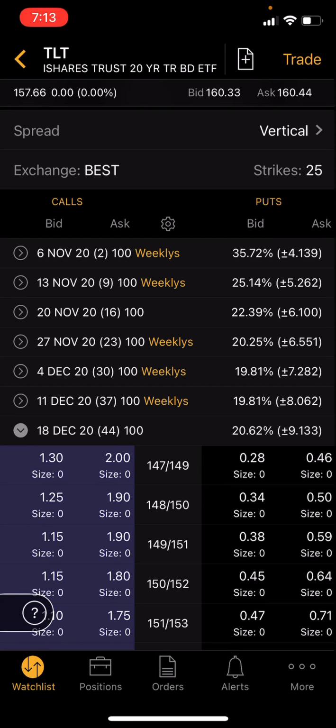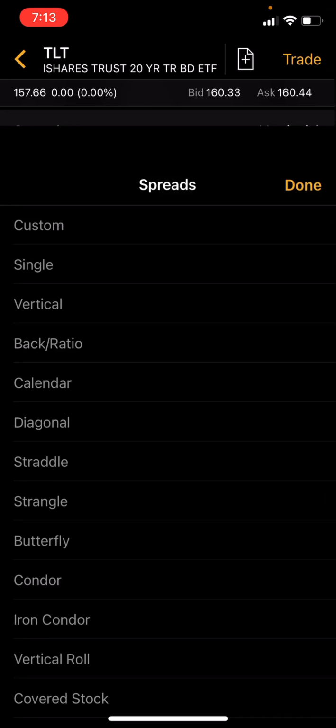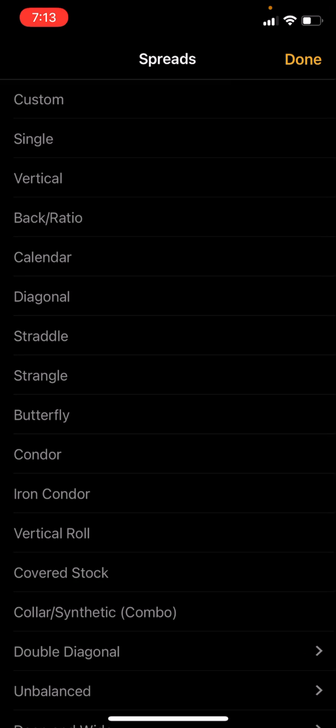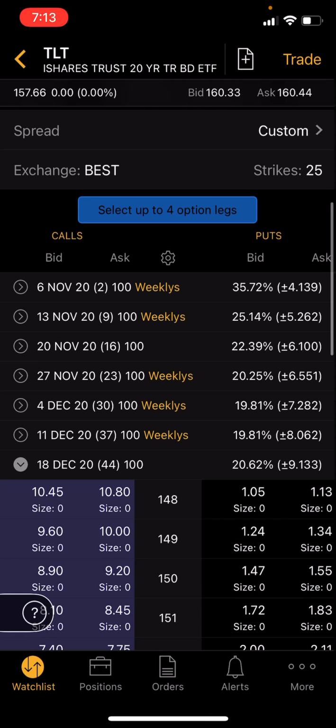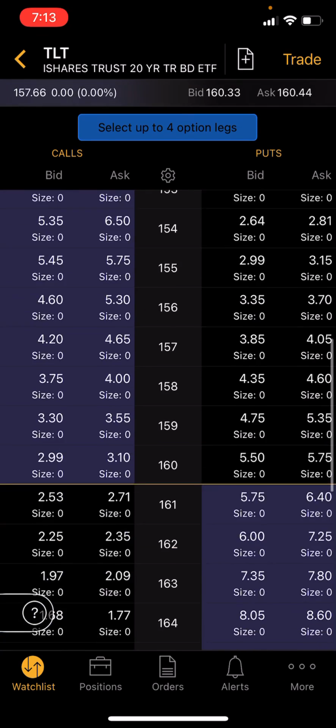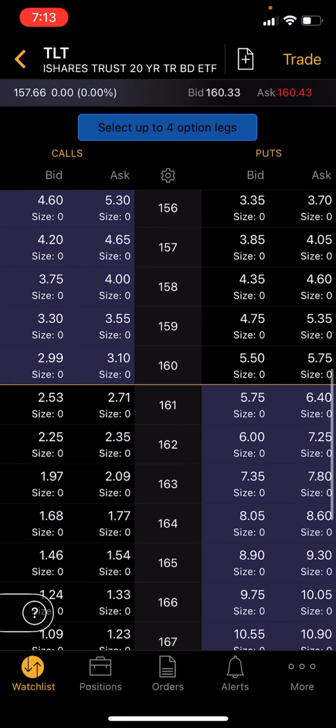The way I prefer to do this is instead of setting it to something like that, what I want to do is just choose custom. That way I can custom build my trade how I'd like, right? And what I want to do is go down to the at the money area, and you know that when we're doing a debit spread, we buy options that are in the money, that have intrinsic value currently, and we sell an option that is out of the money, right? So you could say that we could do buy the 160.